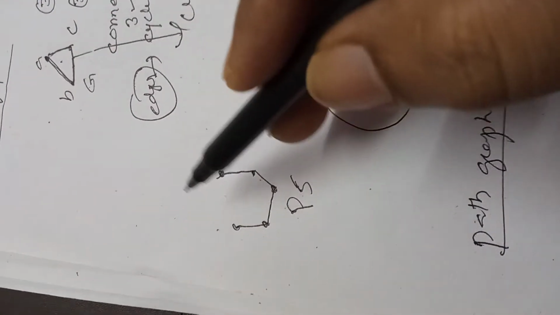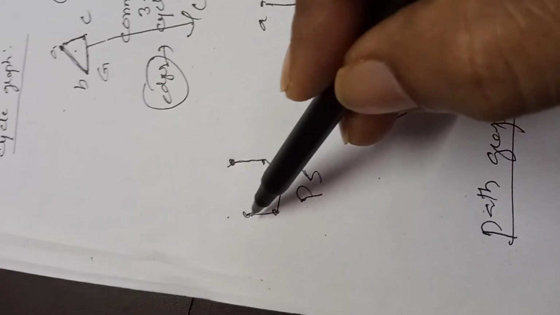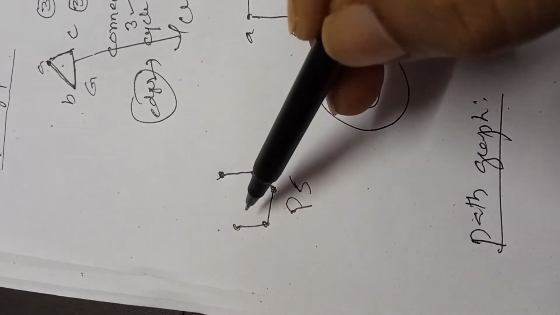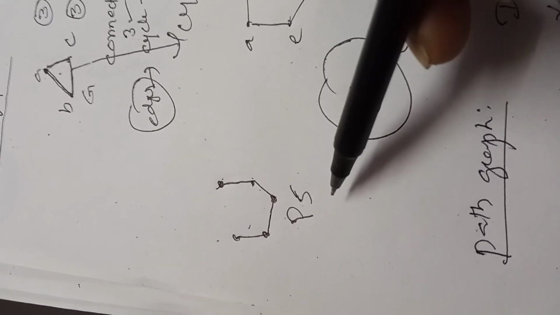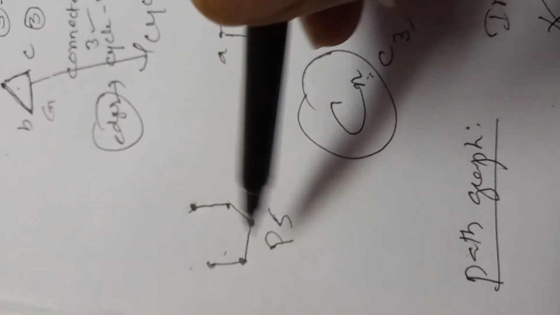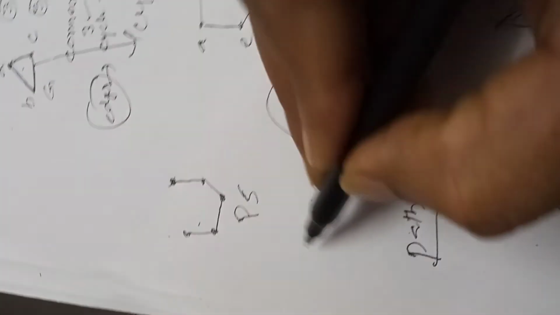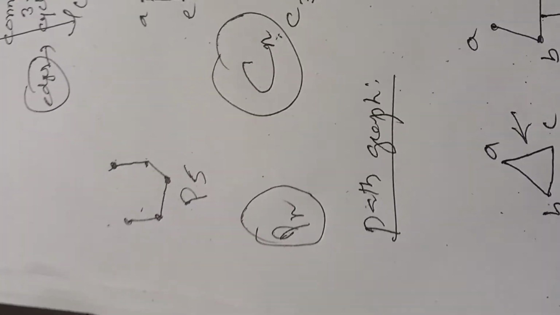Now in this graph, how many edges are there? There are 4 edges only. 1, 2, 3, 4. Number of vertices minus 1. That is equal to the number of edges in a path graph. A path graph is always denoted by Pn. Generally it is denoted by Pn.